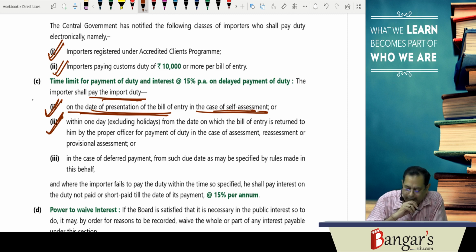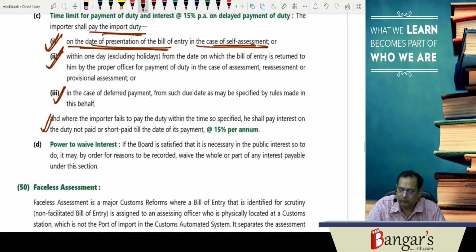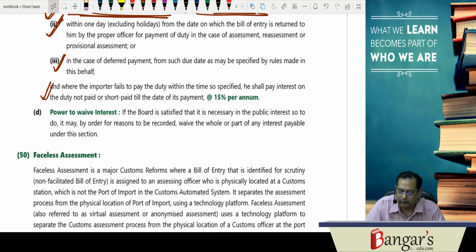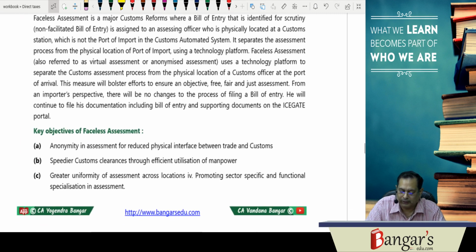Okay? And in deferred payment, as per the due dates which we have said, from 1st to 15th, it is 16th of that month, and from 16th to 31st or 30th, it is 1st of the next month, except for the fortnight ending March, where the duty is to be paid by 31st of March. And if you do not pay the duty, then you will be liable to pay interest at the rate of 15% per annum. Now they have also made faceless assessment in customs.